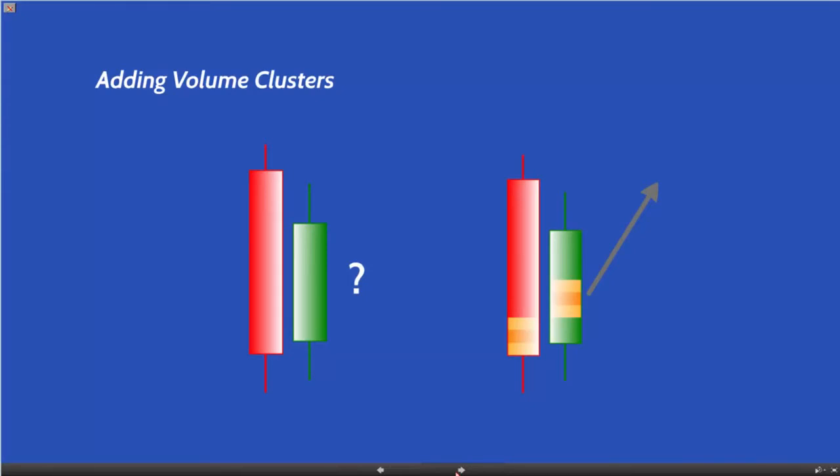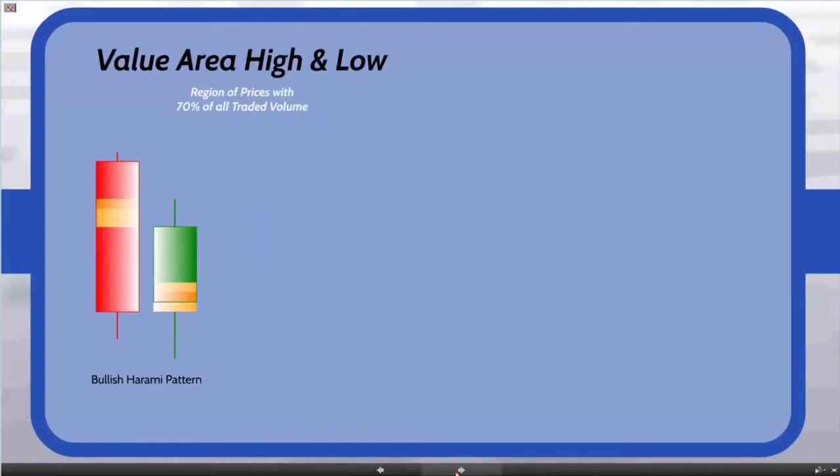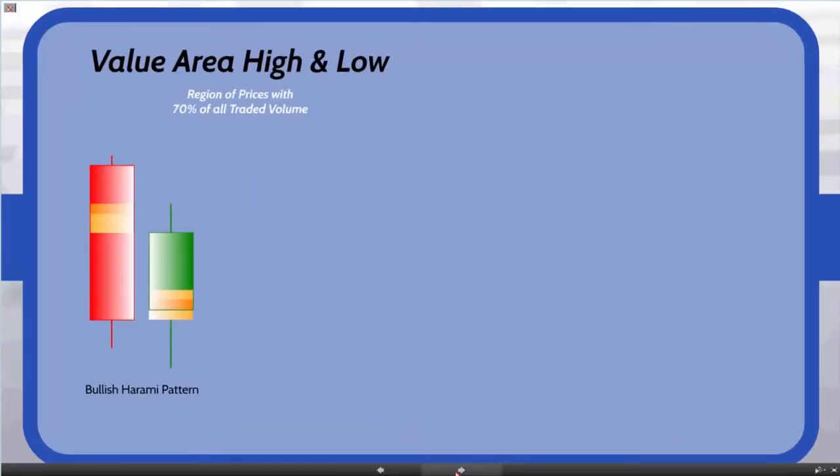So let's move over to the value area. Okay? This is a region of prices where 70% of all volume traded. Right? Classically, people think of a value area being over hours or days or weeks. But I'm going to show you how important this is over just a bar or two.